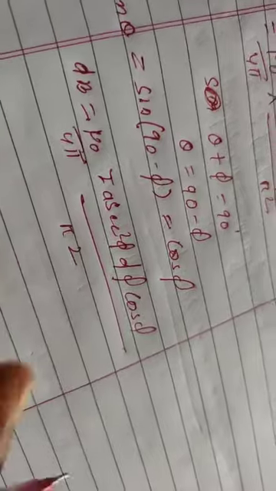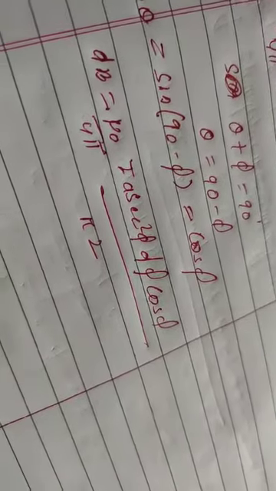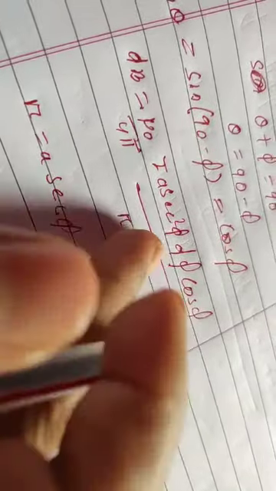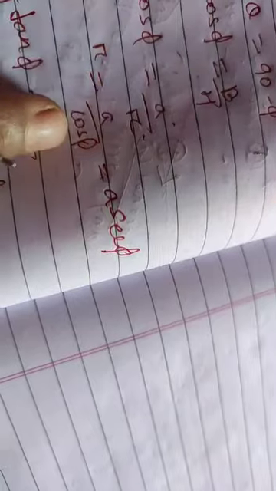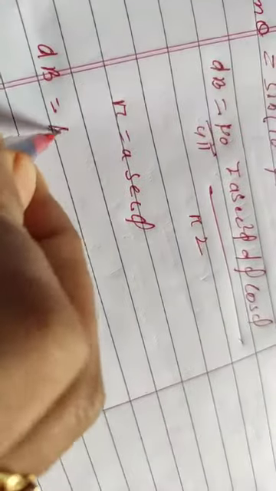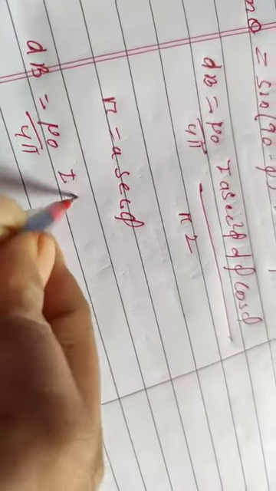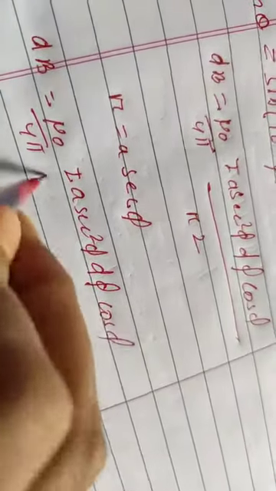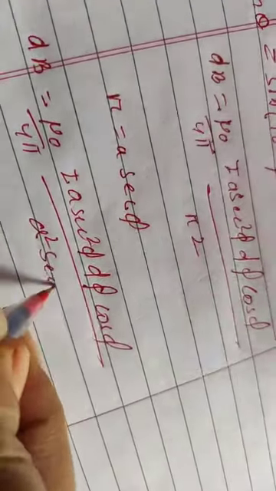Okay, now r square, I have already told you. I have got r as A sec phi, so I can put the value here. Already I have done it, see here: R is equal to A by cos phi, so r is equal to A sec phi. Okay, now put the value. dB is nothing but mu naught by 4 pi I A sec square phi d phi cos phi by A square sec square phi.